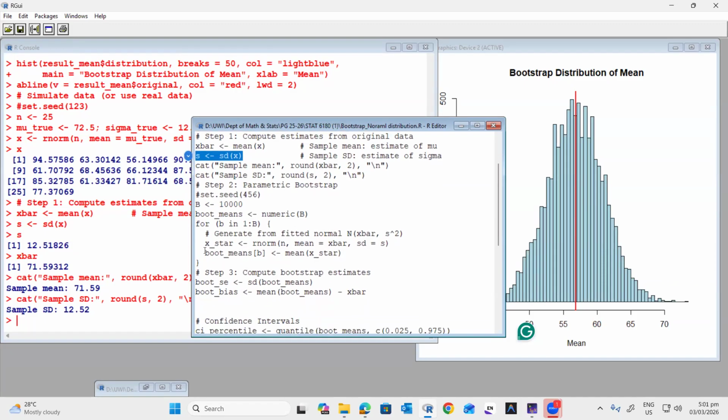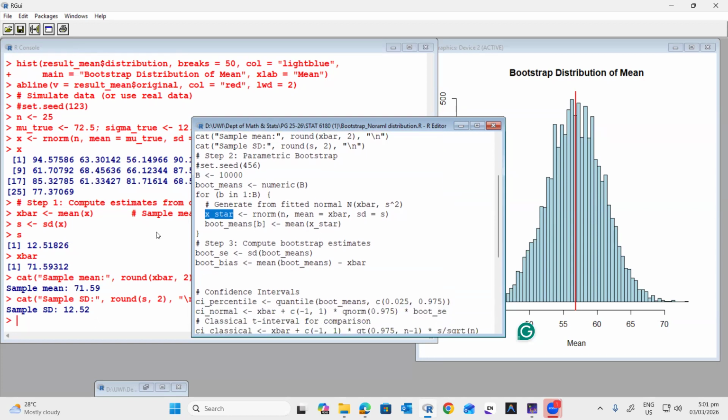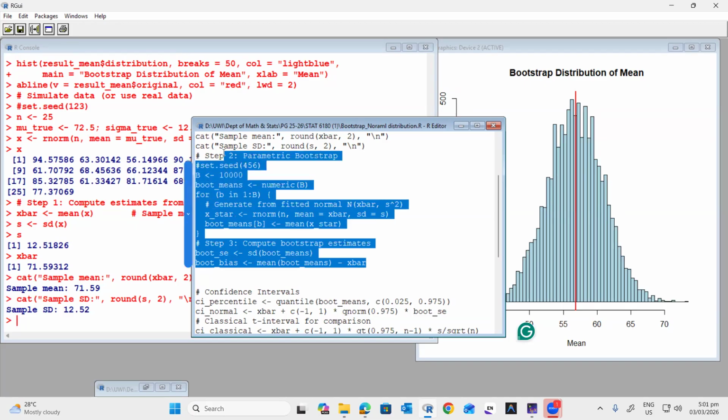All right. And after that, in boot means I'm going to store the mean of my generated samples, whatever 10,000 samples I generate, I'm going to store the mean of all of them in boot means. After that, in the next step, I'm going to find the standard error of the boot means through the command sd, and for the bias I'm going to compute the mean of the boot means minus x bar. Right, I'm going to check that one.